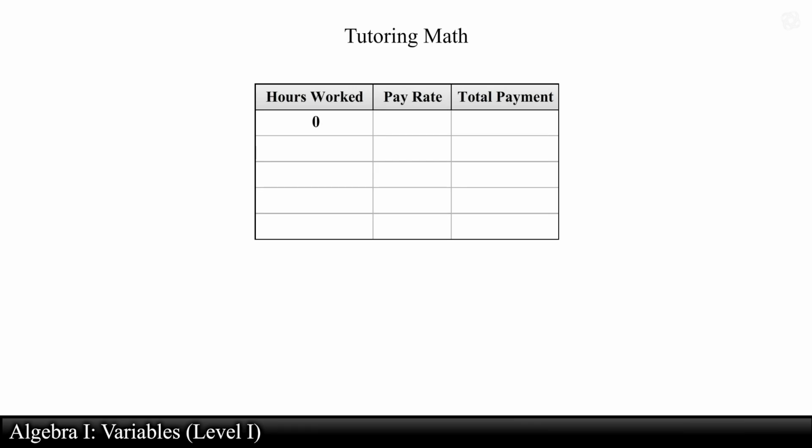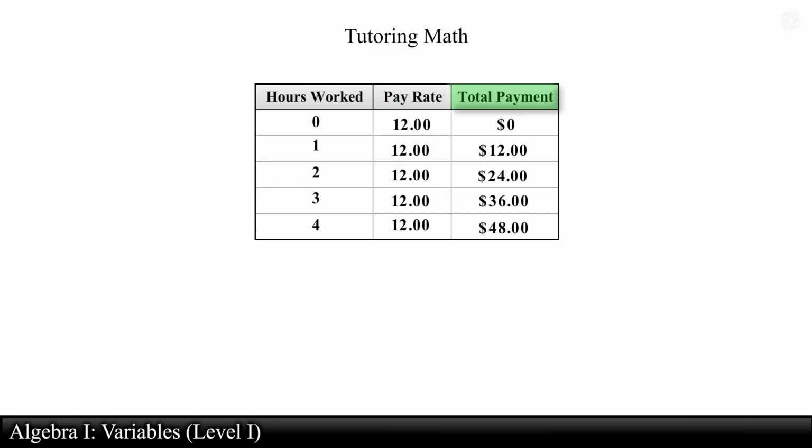So if you work for 0 hours, multiply that by your pay rate, you get 0 as expected. If you work for 1 hour, you will receive $12. For 2 hours of tutoring, you will receive $24. 3 hours, you will get $36, and with 4 hours of tutoring, you will get $48. Not bad. Tutoring math pays off. Alright, notice that we can continue finding out the amount of money we will receive by following the pattern. It turns out that your total payment has a consistent pattern. Specifically, the total payment is equal to the pay rate times the hours worked.